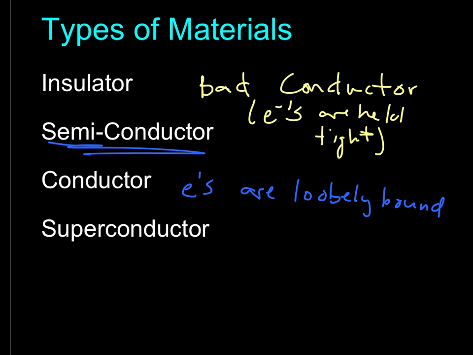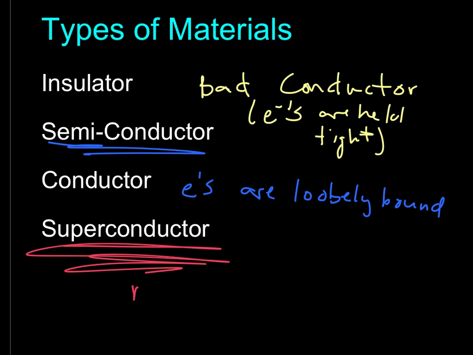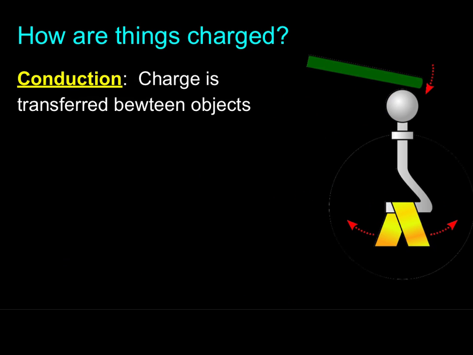Semiconductors are in between, and there are some properties that they can do. And then eventually we'll get to superconductors, which have no resistance to charge flow. We'll talk about that later. That's enough to get its own little section, and it's fantastic.